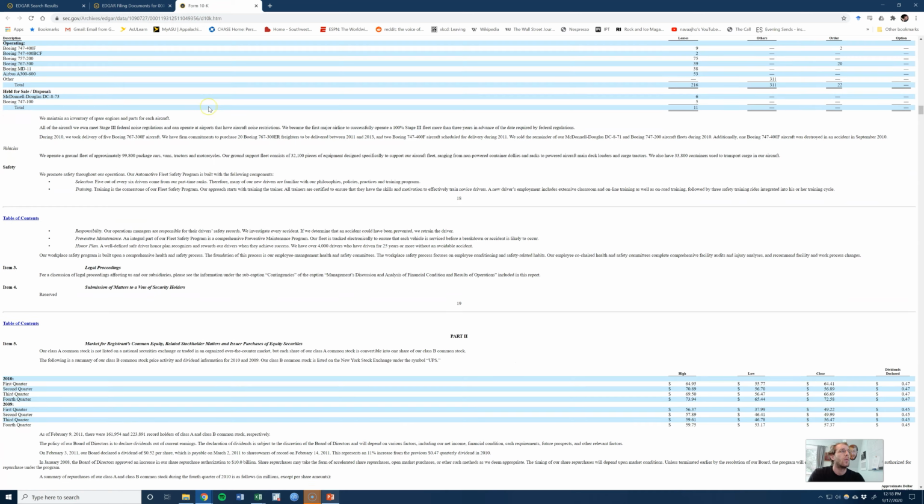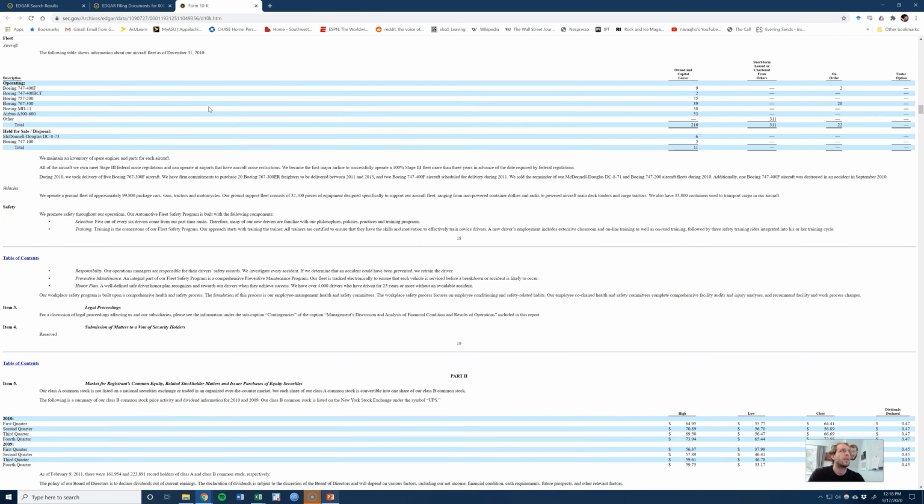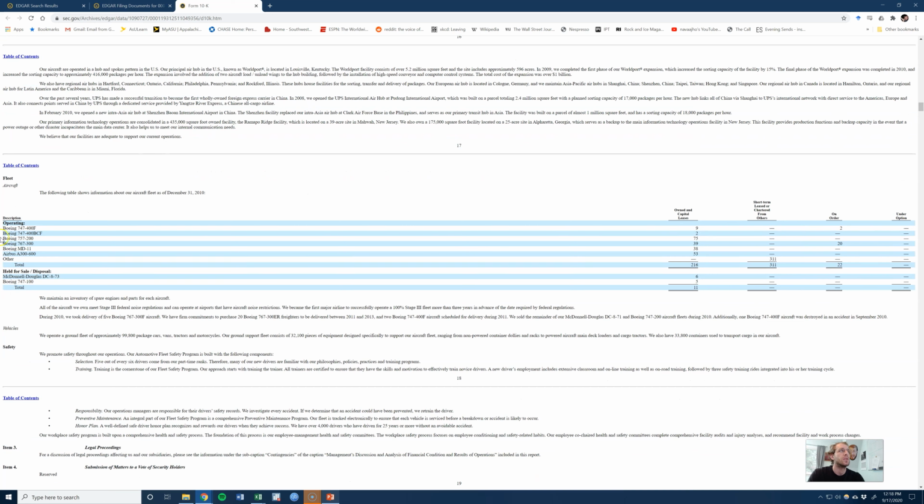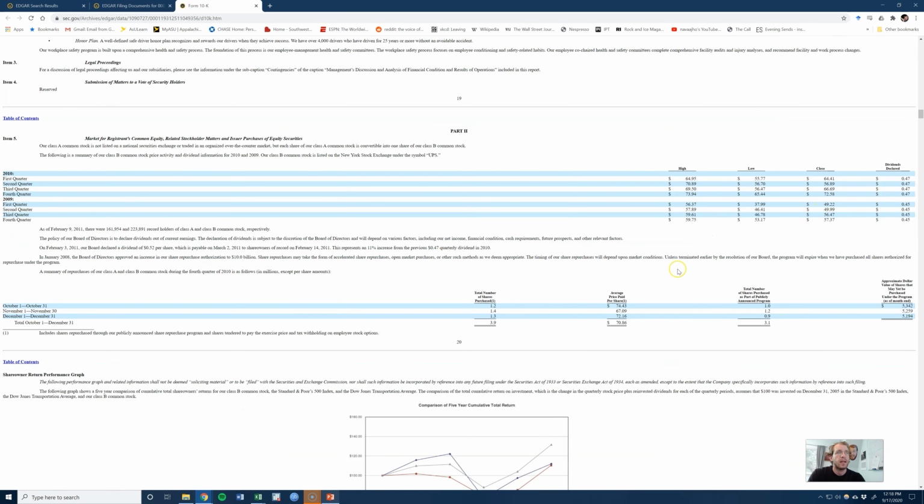They will provide more information than we could ever need, right? The first table we come to is the number of aircraft that they have, both owned and capital leases, and we'll talk about some of that here. So they own 216 different aircraft, things like that.